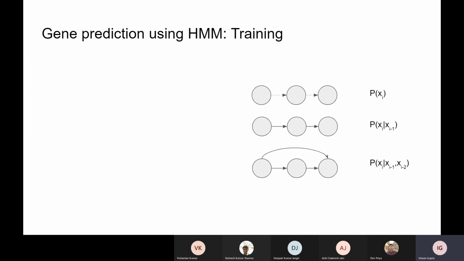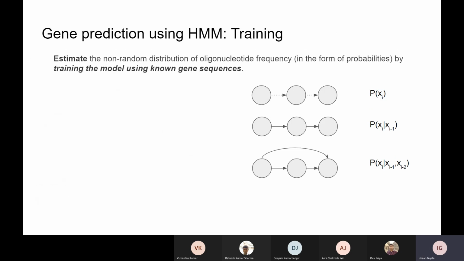All right. So now let us see how this works. In order to do gene prediction, you have to train these models. You have to train these models on some existing organisms. So let us say you train these models to estimate some non-random distribution of nucleotide frequencies in the form of probabilities. All right. So if I want to find P of xi in this sequence, how would I do it? Can you tell me the P of A in this sequence?